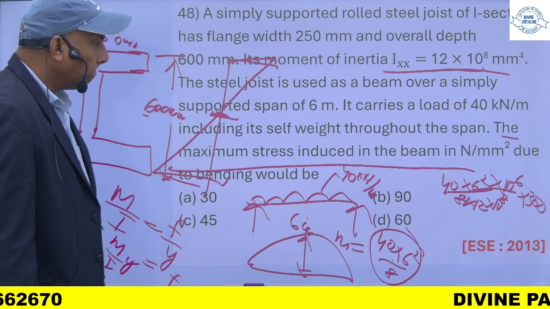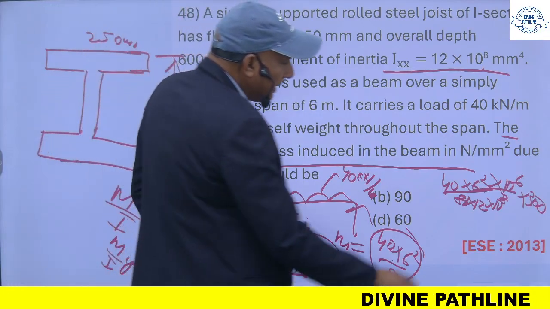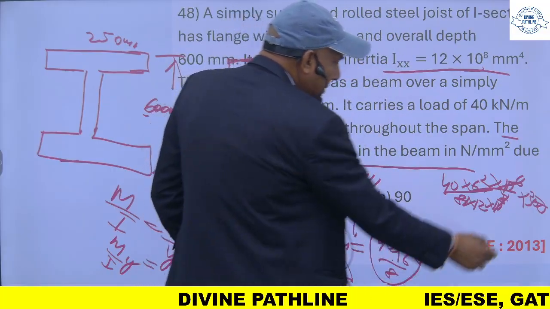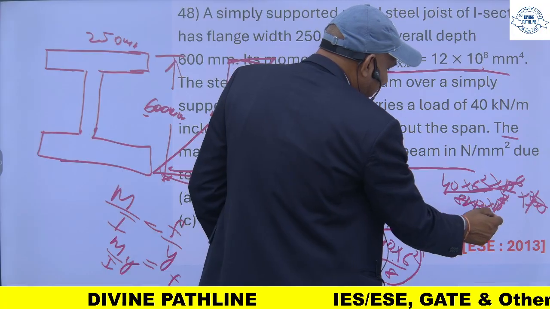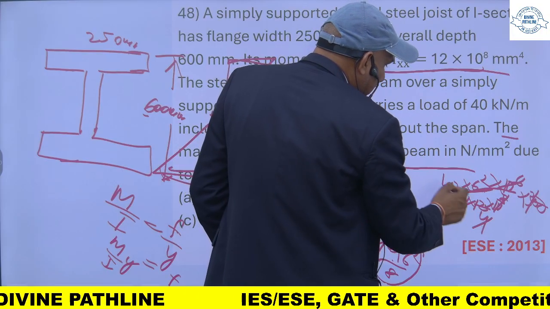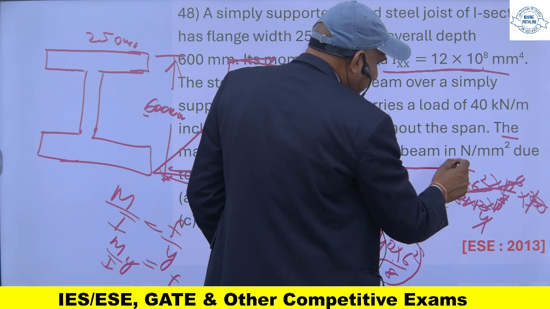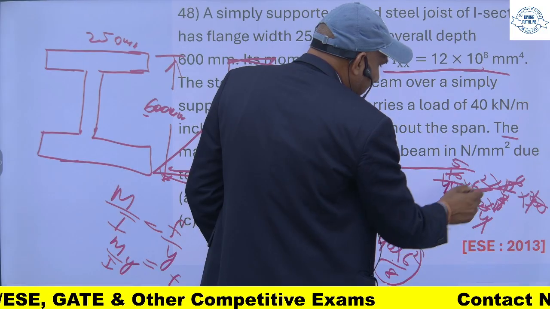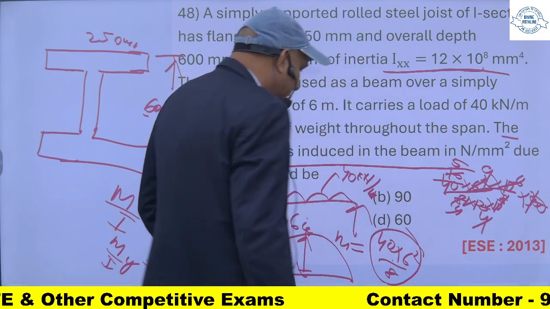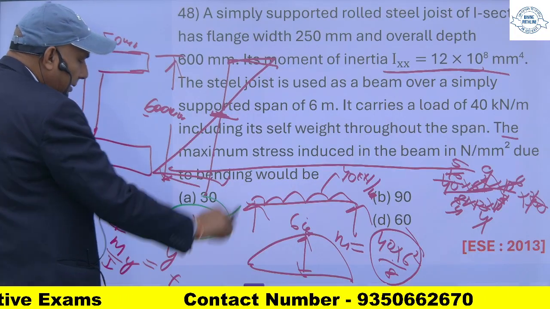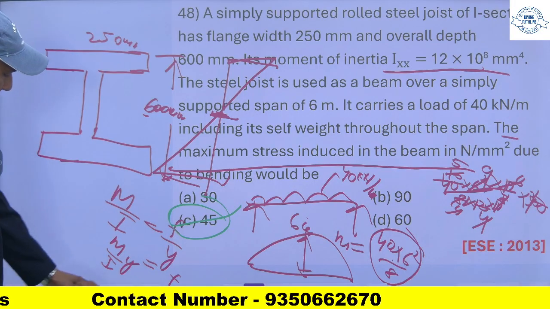So 10 raised to power 6 plus this 2, this 3 into 4, and this is 10, then 5, 4, this is 9. So 5 into 9 will be 45. 45 Newton per mm square is the right option.